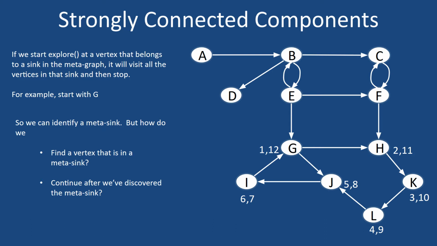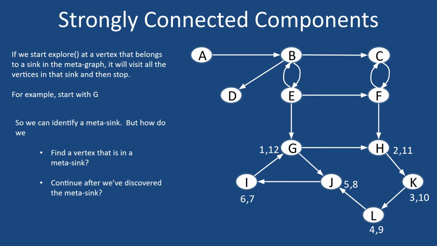Suppose now someone told us, in this new graph, I can tell you a vertex that is in a metasink. What might they tell us? What's an example of a vertex that's in a metasink of the reduced graph, once we get rid of that thing we've already marked up? Yeah? D. In fact, D was a sink in the original metagraph. So we'll do an explore starting at D, and it'll visit D and stop. We've identified another metavertex. Throw it out.